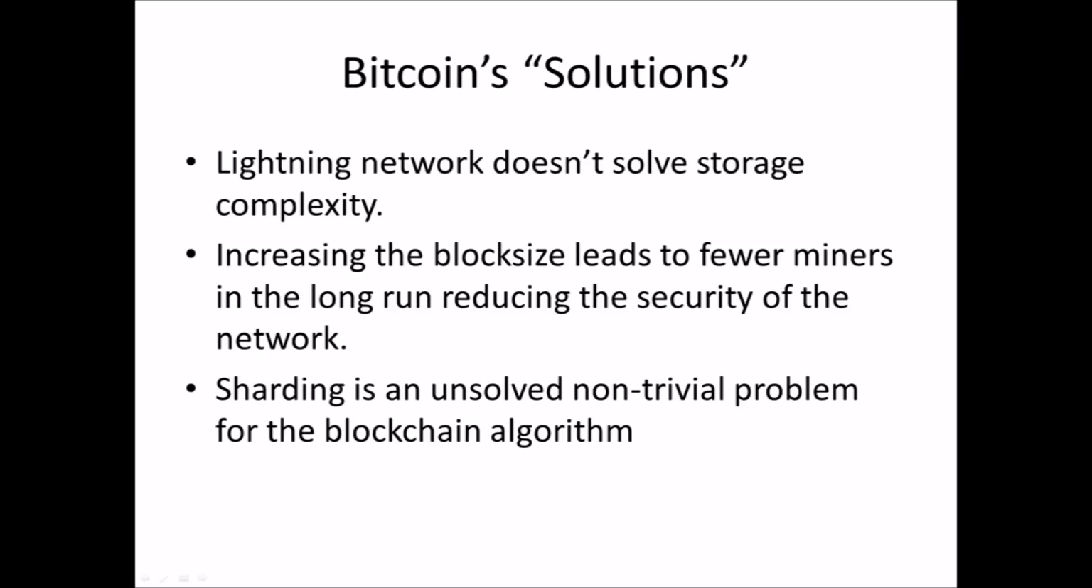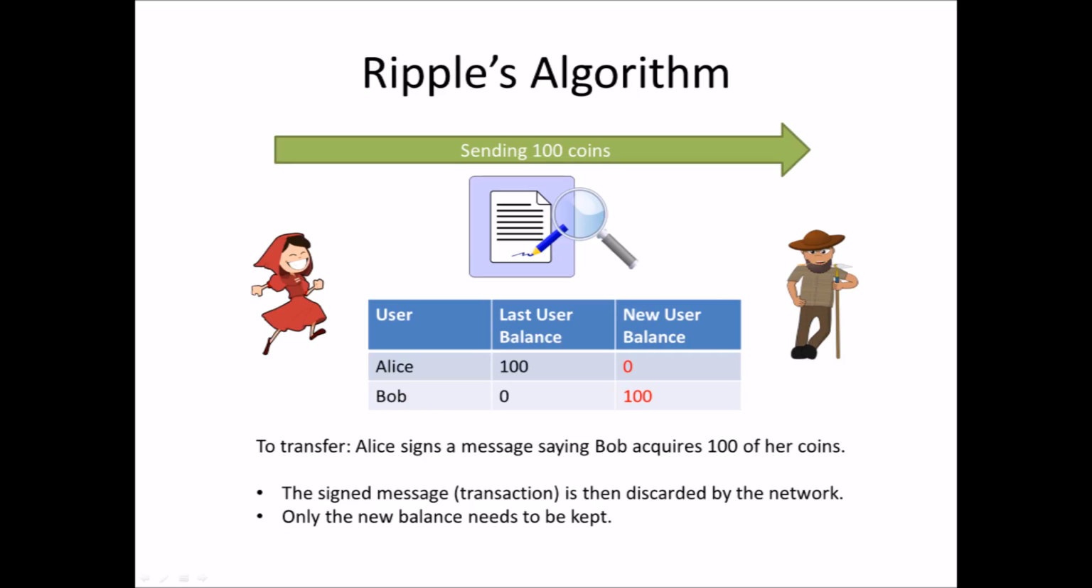Sharding is an admirable goal, but is extremely non-trivial on a public untrusted network. To date, after over 5 years of academics and developers around the world working on this problem, a working solution has not been found that uses sharding. Now let's look at Ripple's algorithm.